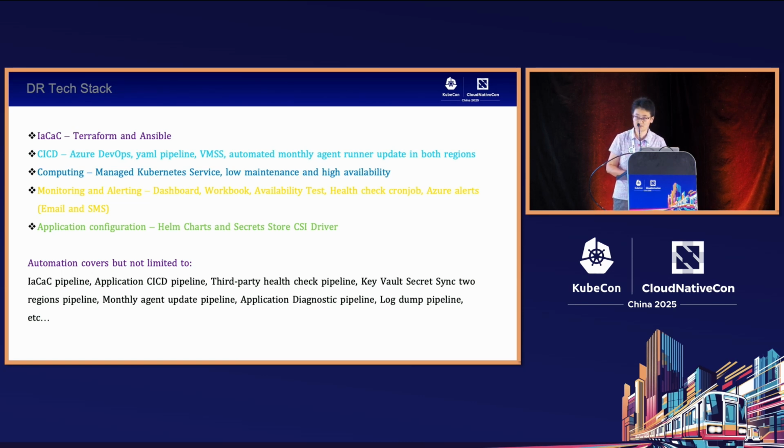We choose to use managed Kubernetes service for the benefit of HA and low maintenance. We use Application Insights availability tests to monitor our public endpoint. We also have health check cron jobs for the components that are not using HTTP protocol. For application configuration, we use Helm charts and the secret store CSI driver.